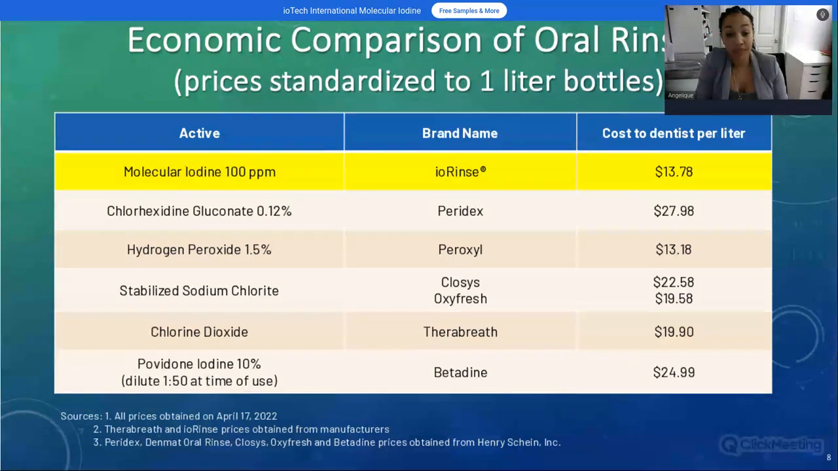As far as an economic comparison of oral rinses, even though molecular iodine is great for ongoing long-term use and has all the great effects provided, it is still one of the most economic choices that you can use for your office and for your patients.